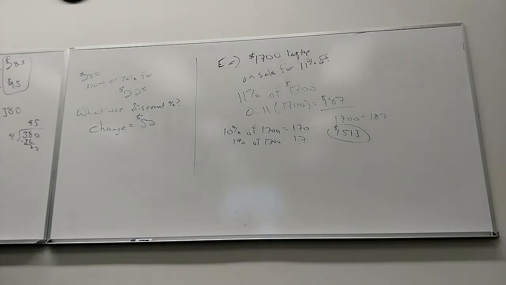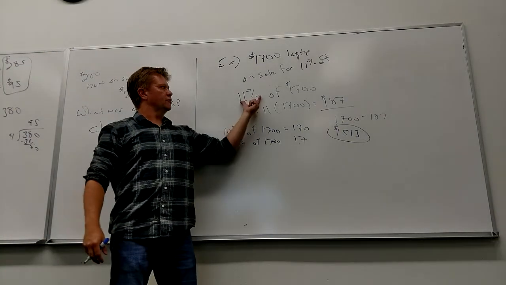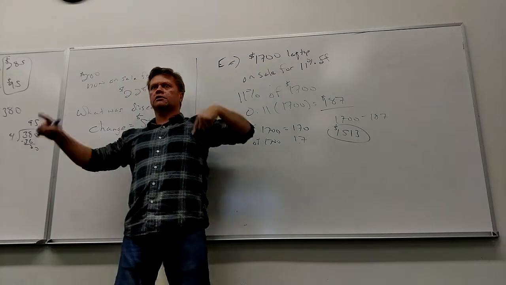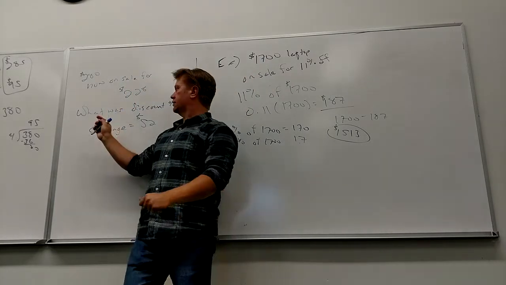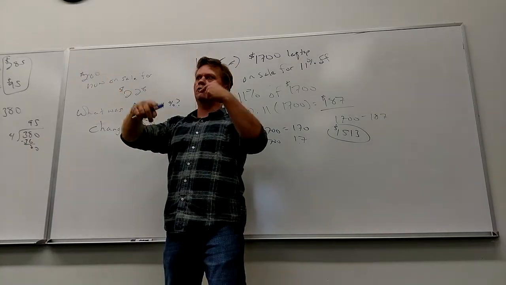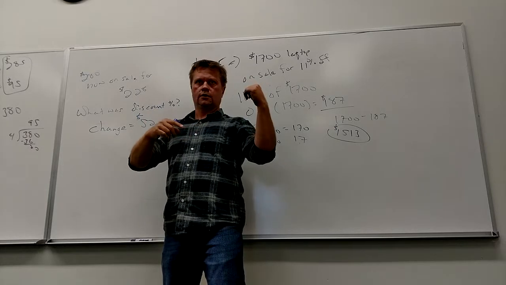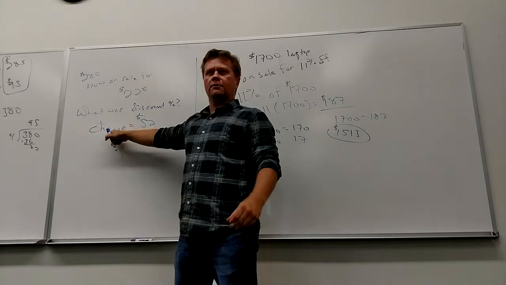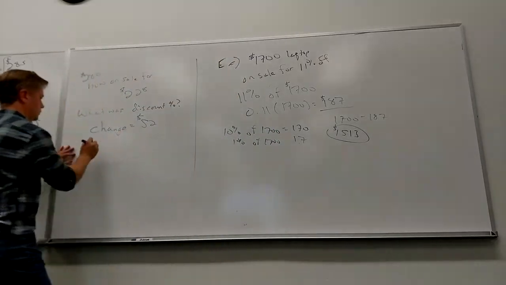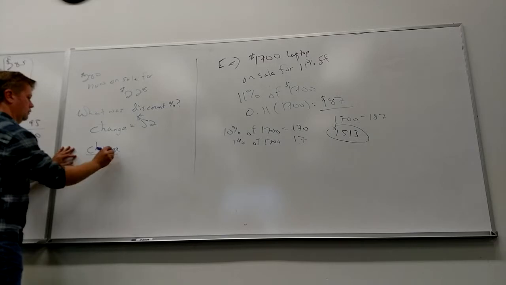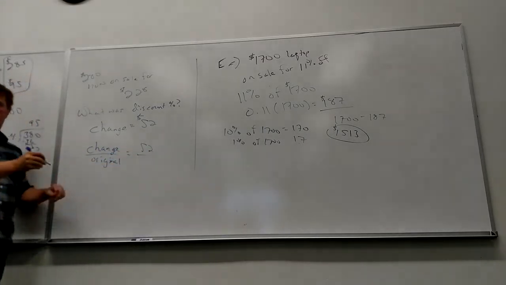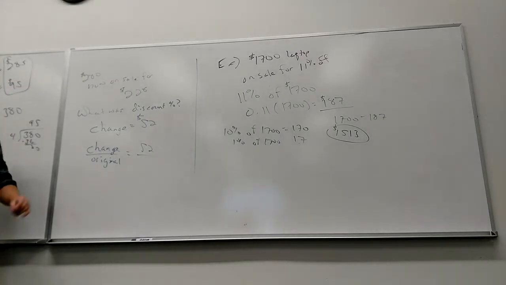I want you to notice something else. What did I do with that 11%? I multiplied it by the original price, right? This is the backwards, the opposite problem. So I'm going to take that change and divide it by the original price to figure out what the percentage off was. So that's change divided by original, the formula to get a percentage. $52 divided by 280.